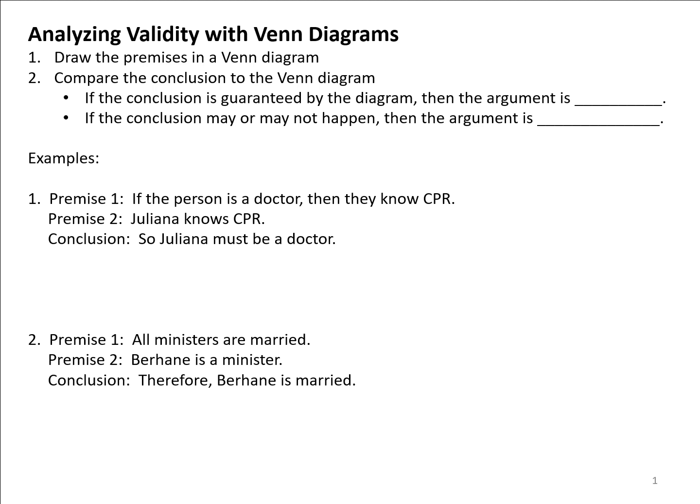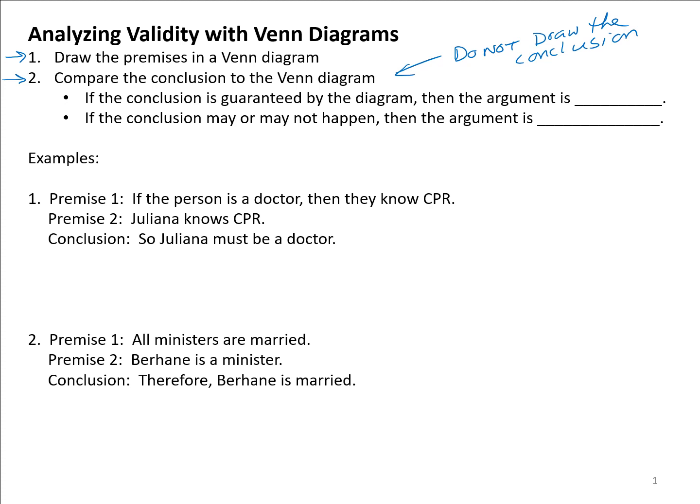All right, so the basic strategy in analyzing validity with Venn diagrams is that we are going to first draw the premises in a Venn diagram. Then we're going to compare the conclusion to the Venn diagram. We do not draw the conclusion. We only draw the premises. We're going to compare the conclusion to the drawing.